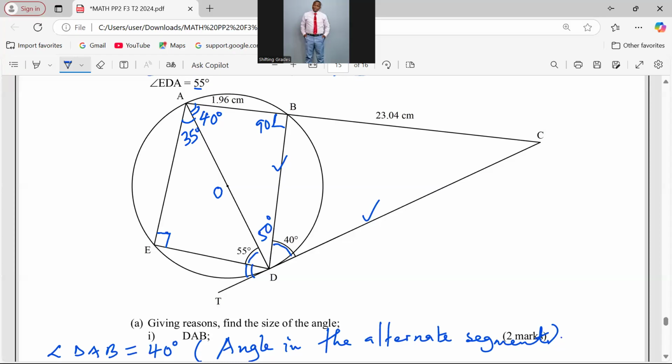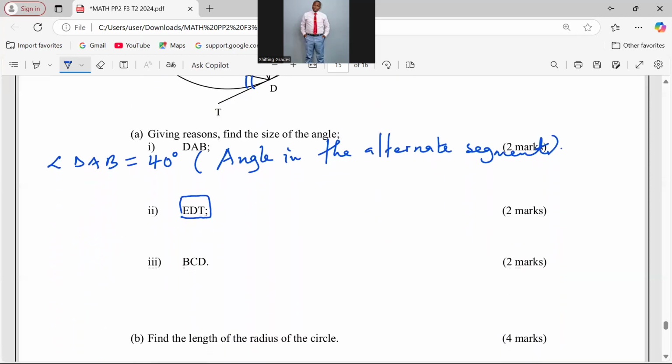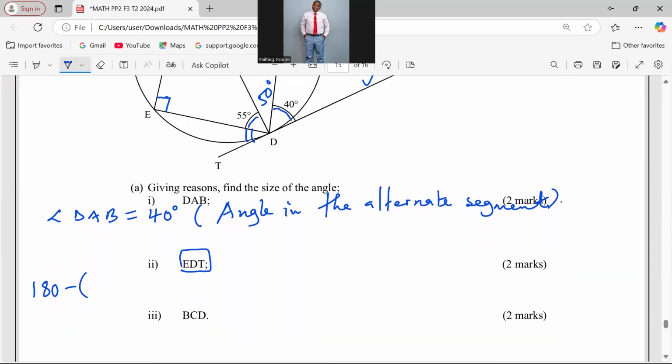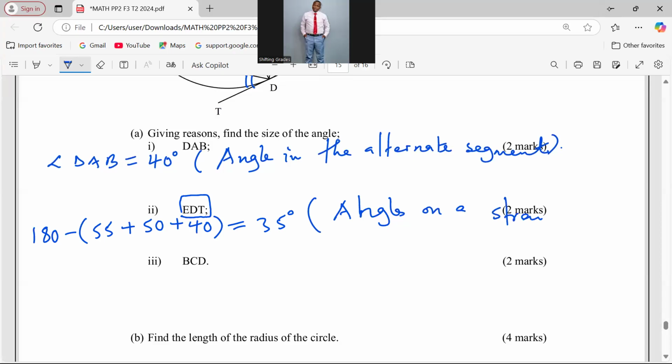So with this, we can use two approaches to find the remaining angle at D, the required angle here. One, we can take 180 and subtract all the other angles there, because you can see 55, 50, and 40. Then this will give us 35 degrees, angles on a straight line. That is a property that we have applied.